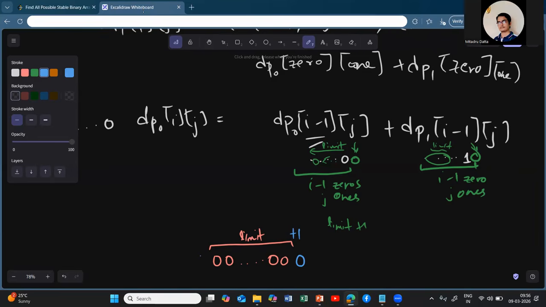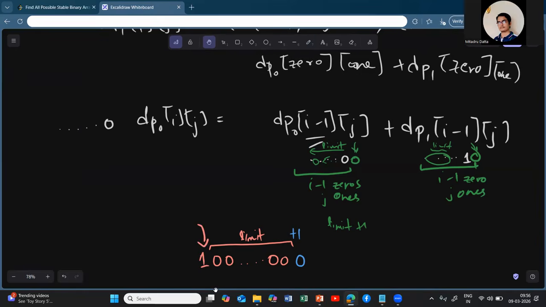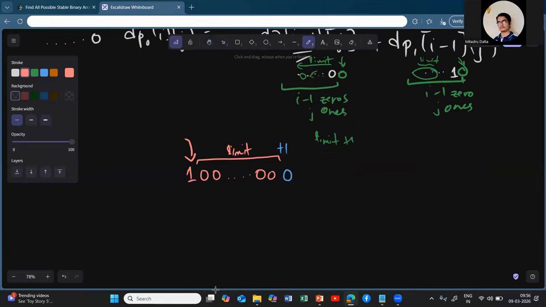So it means that if there are limit zeros, there should have been a one over here. Okay, there should have been a one over here. So do you understand something from this? You need to subtract dp of 1 because it ends with 1, and this is the same as this. How I'm asking is how many times this will occur. So you see how many ways of putting all consecutive zeros. There is only one way.